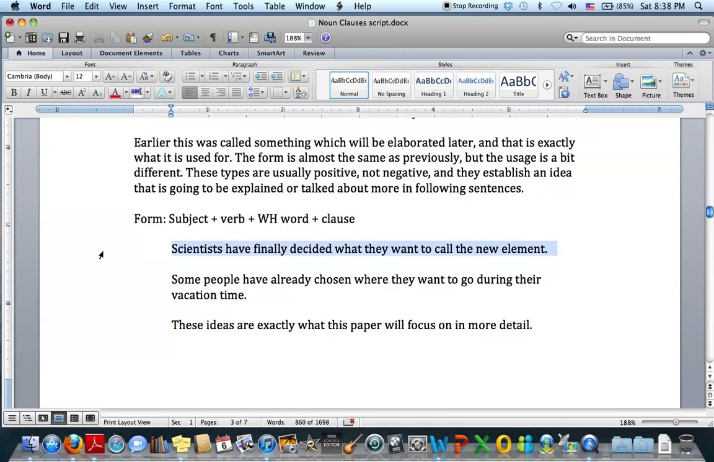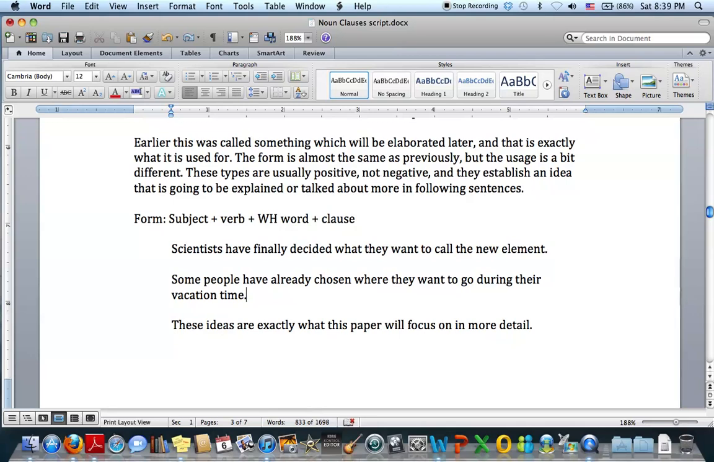If we think about this, scientists have finally decided what they want to call the new element. We're not just going to leave it at that. That's a cliffhanger right there. We need to say what the scientists are actually going to call it. In a following sentence, we're probably going to see something like, they have decided to call the element unobtainium, or whatever else the case might be.